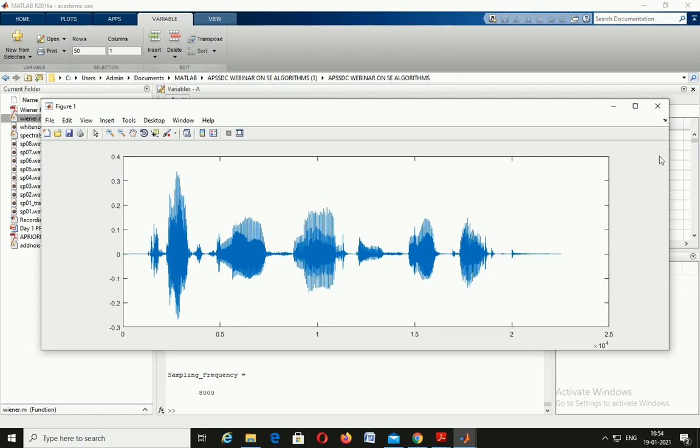Suppose I have talked for 10 seconds and I have sampled with the 8000 sampling frequency. Then 10 into 8000, so a total of 80,000 samples you will get on the x-axis. That is the meaning here. Right. So thank you.